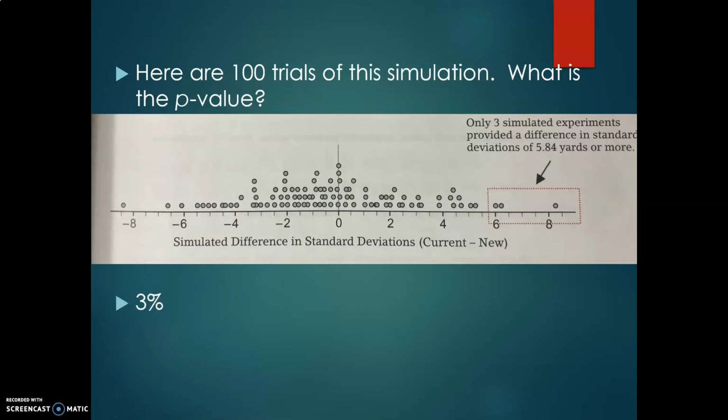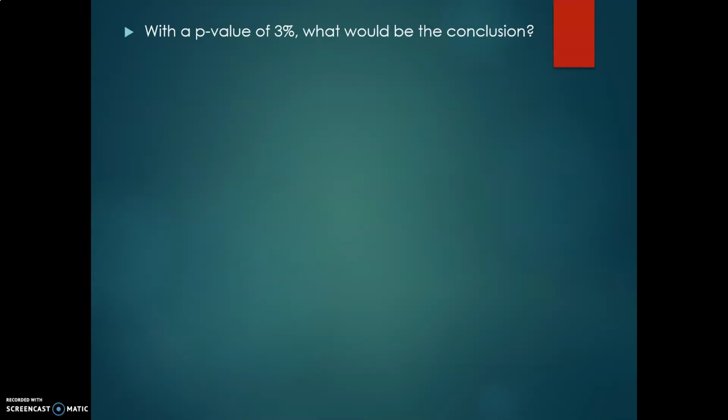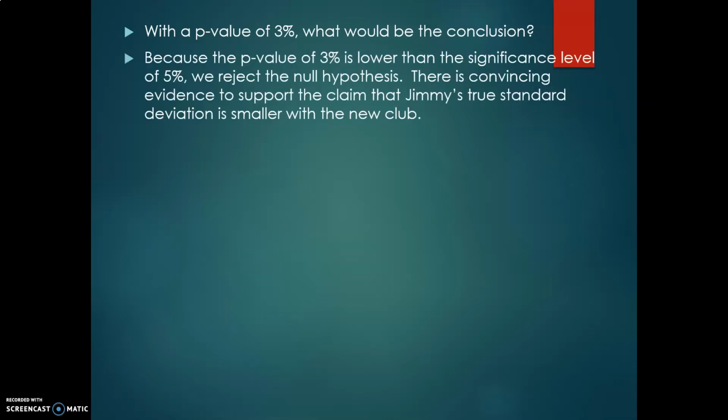If you remember back to what we talked about in the past, that magic cutoff value we always talk about is 5%. So if our p-value is only 3%, the conclusion we can make is that there is convincing evidence to support the claim that Jimmy's true standard deviation is indeed smaller with the new club. So we get to reject the null hypothesis, and then we get to accept the alternative hypothesis. That conclusion tells us that he'll be more consistent if he uses the new club. It wasn't just by random chance.